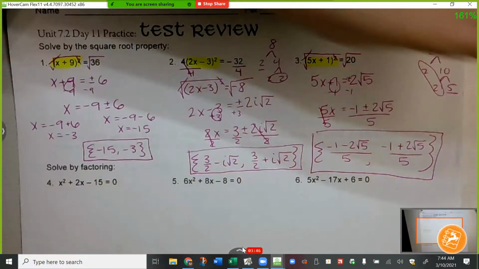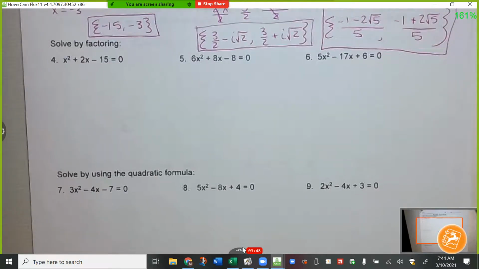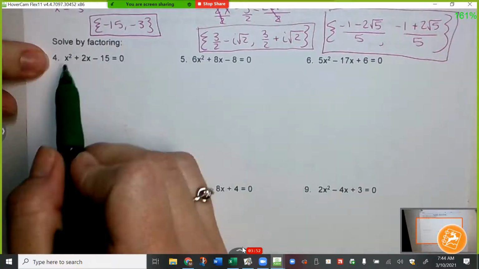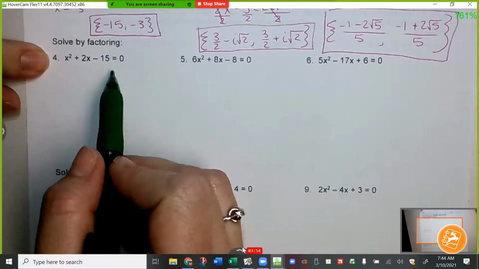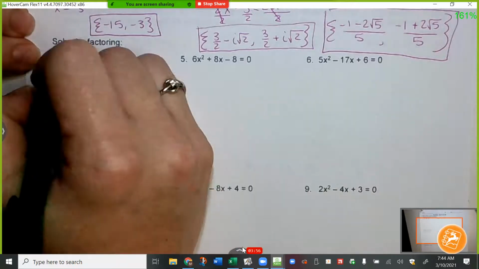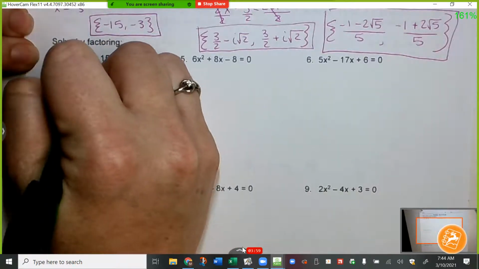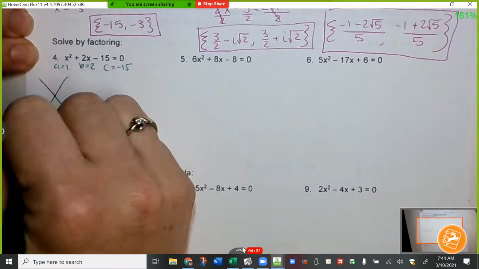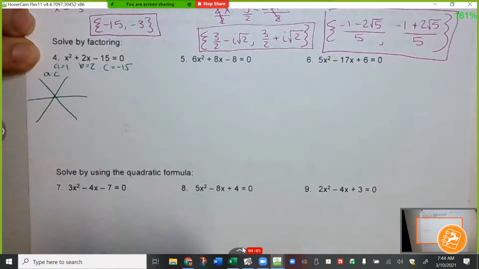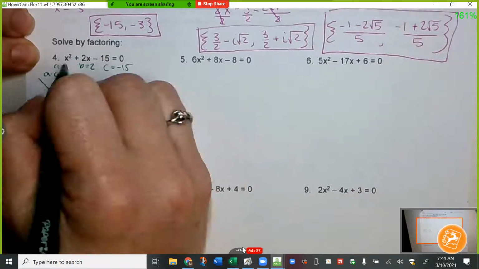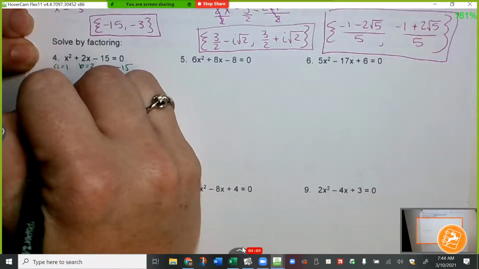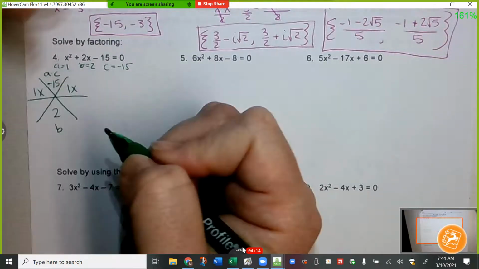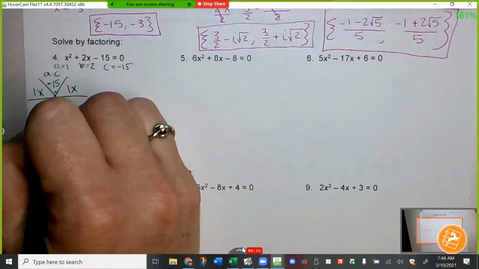The next section says solve by factoring. Y'all, this is the snowflake. Okay, so the first thing we check for is a GCF and that it's in order. There is no GCF. It already is in order. So A is 1, B is 2, C is negative 15. Remember, A times C on top, B on bottom. So 1 times negative 15 is negative 15. B is 2. So what multiplies to give me negative 15 but adds to give me 2?